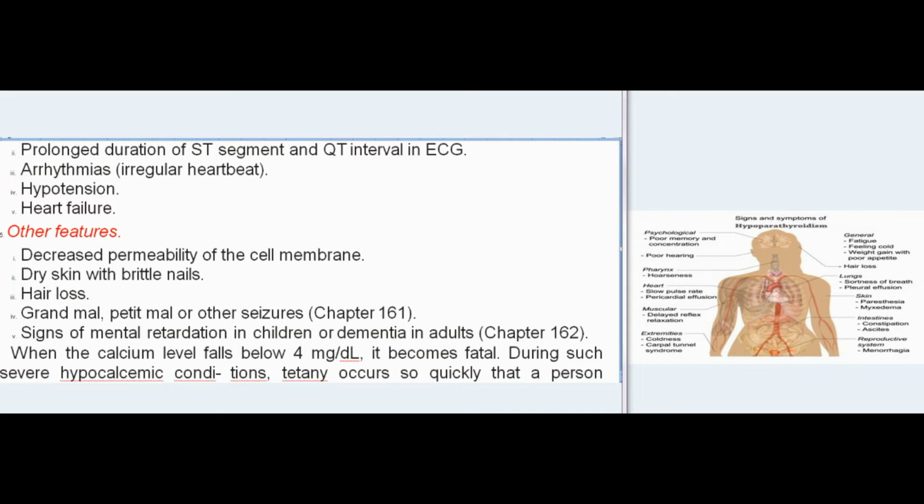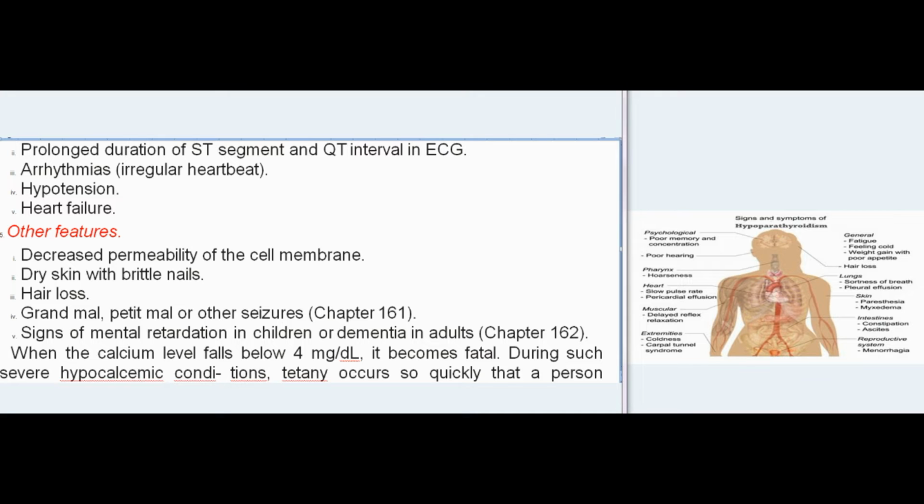Other features: decreased permeability of the cell membrane, dry skin with brittle nails, hair loss. Grand mal, petit mal, or other seizures, Chapter 161. Signs of mental retardation in children or dementia in adults, Chapter 162. When the calcium level falls below 4 mg/dl, it becomes fatal.